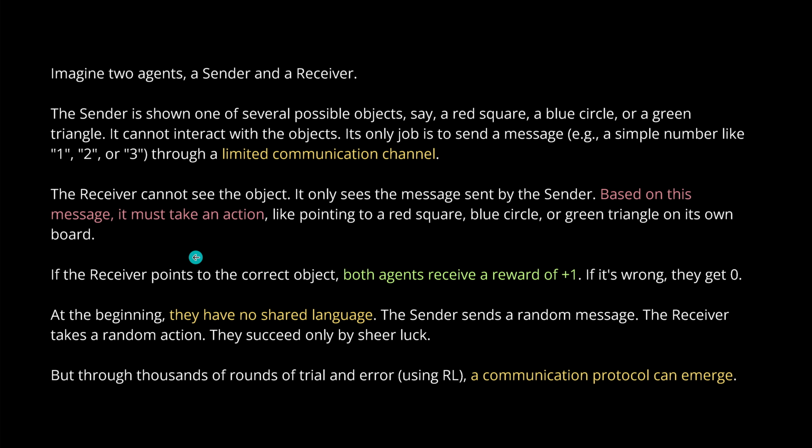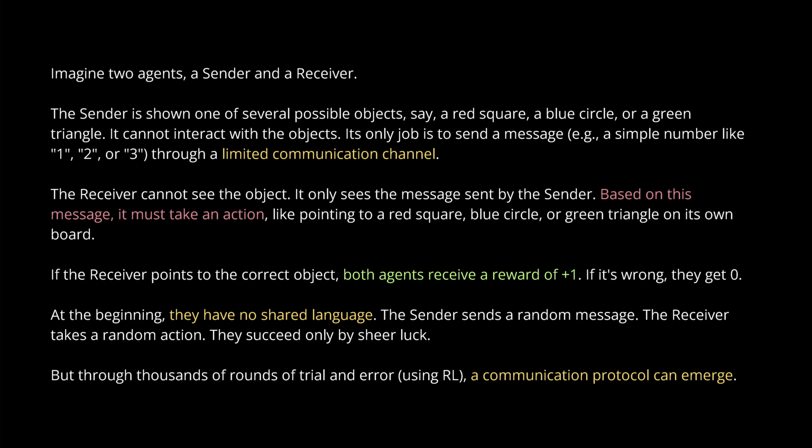So if the receiver points to the correct object, we assume the communication process has been successful. Primarily, language has been developed, and both agents now receive a reward in the specific reward function of, let's say, +1. And if they're wrong, well, they get 0. Easiest reinforcement learning methodology. Now, at the beginning of the system, they have nothing. They have no idea, no shared language. It's absolutely 0. So the sender sends a random message and the receiver takes a random action.